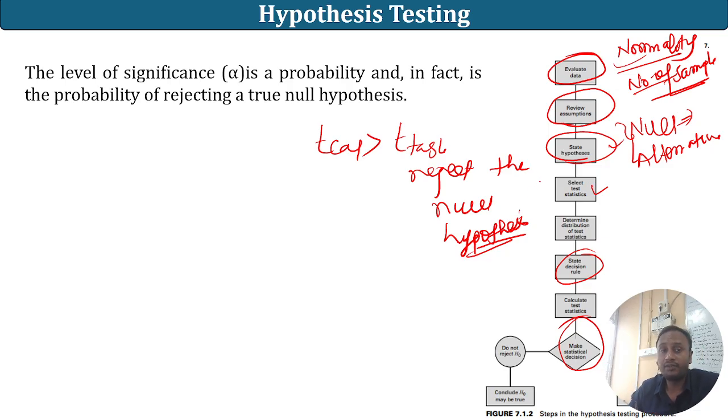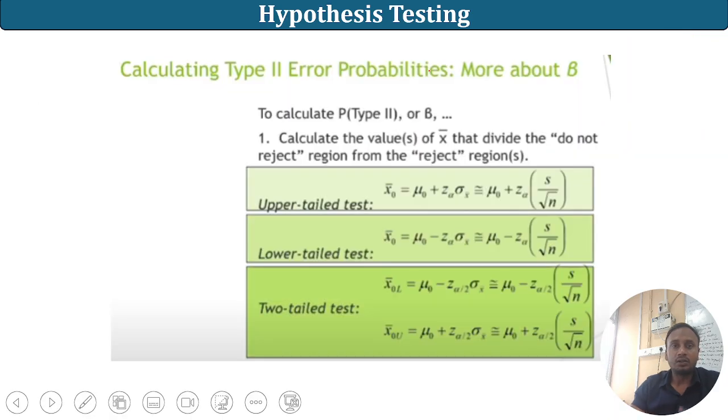Based upon that, we have to make the decision. Then we have the level of significance. Alpha is the probability, and in fact, it is the probability of rejecting the true null hypothesis. Again, the terms are the true null hypothesis and so on. Then we have calculating the type 2 error probability.